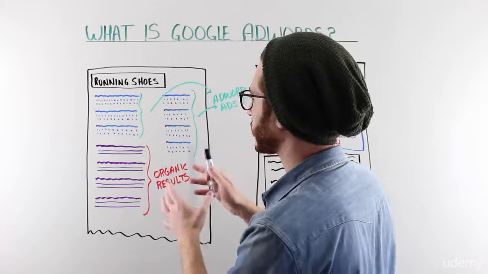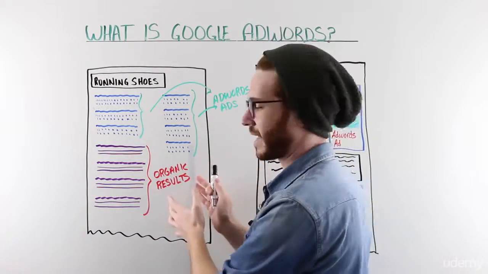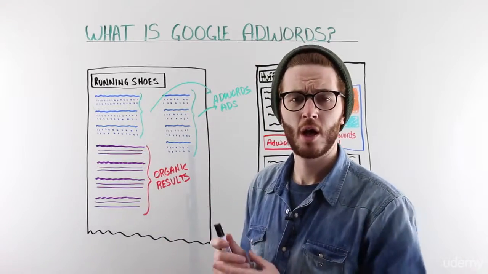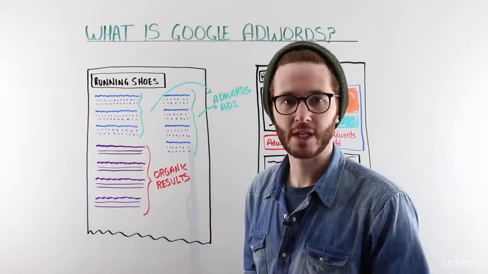and there's a mixture of different types of results. Now, there's more than just AdWords ads and organic results depending on the type of search that you did. We'll talk about product listing ads, shopping results, local results, things like that.